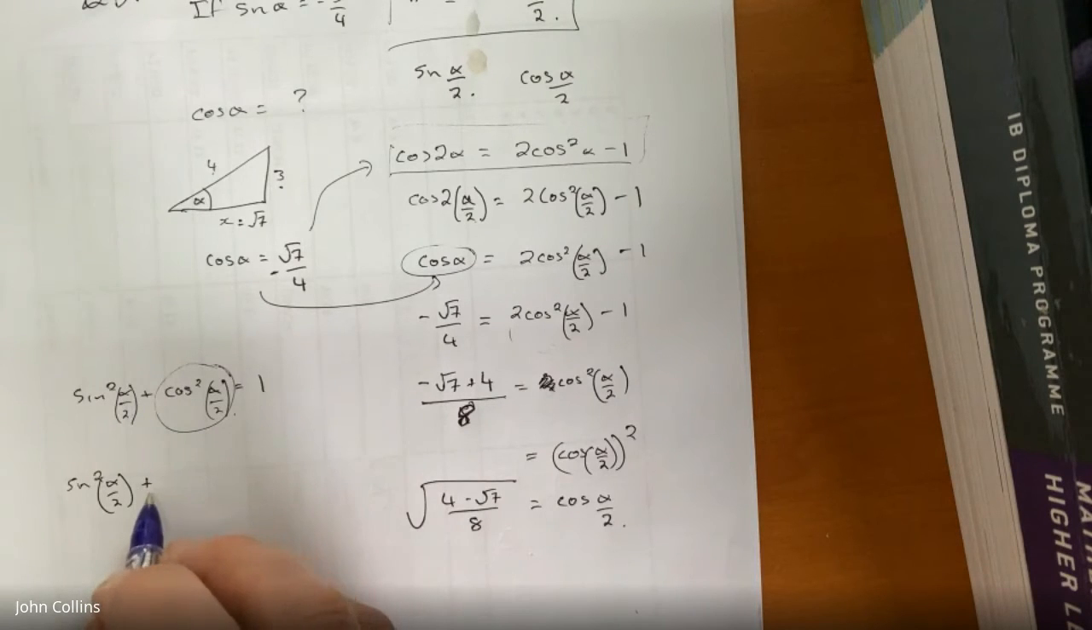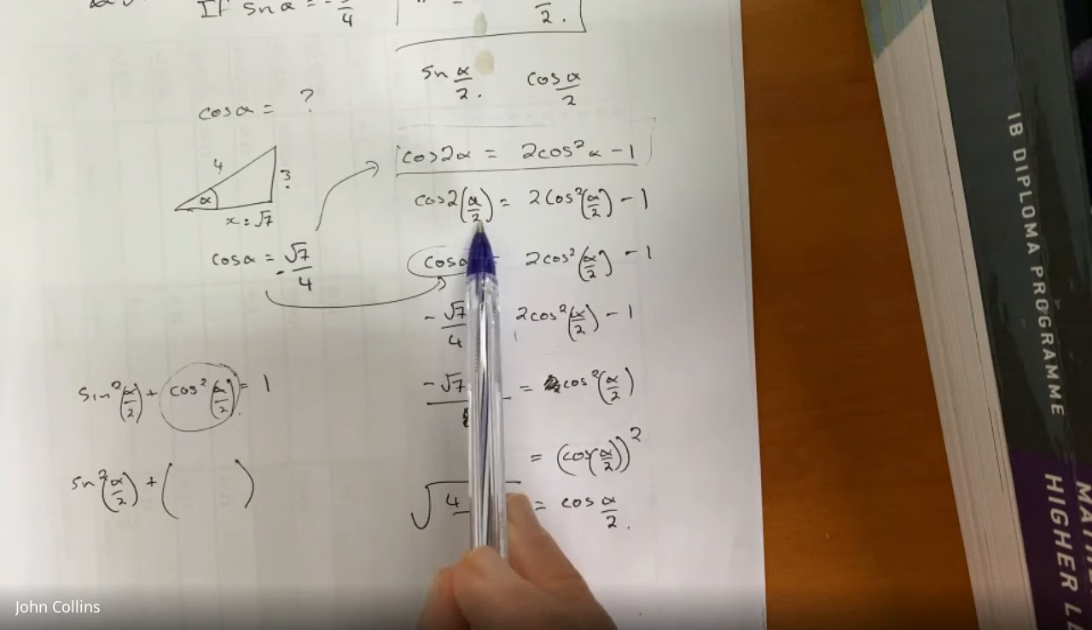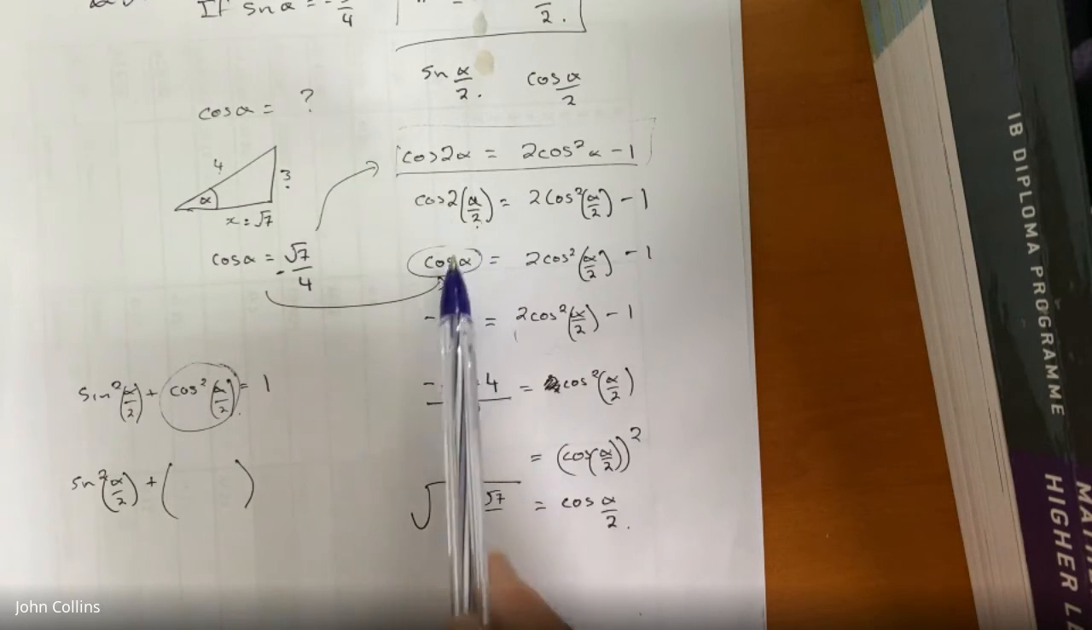Sir, how did you go from cos 2 alpha over 2 just to cos alpha? Well, just pull the 2s out? Yeah, it's twice the angle and then half the angle, so it's just the angle.